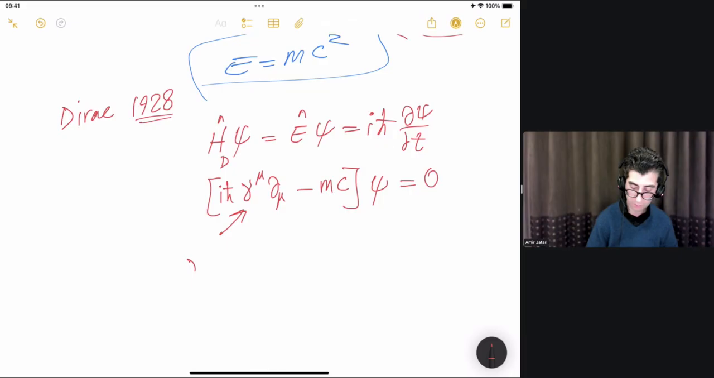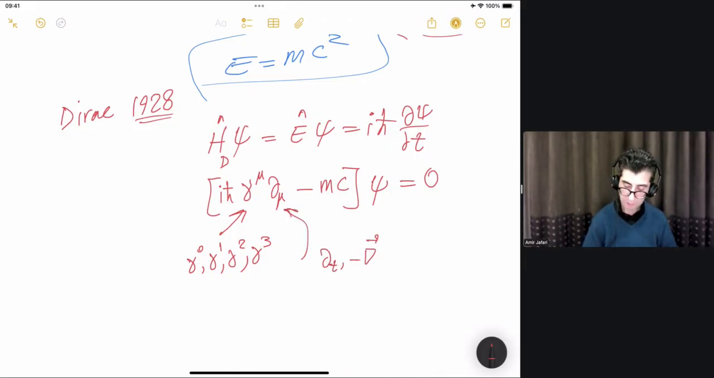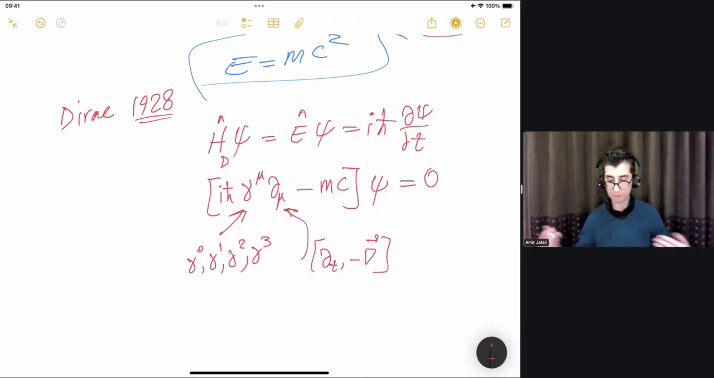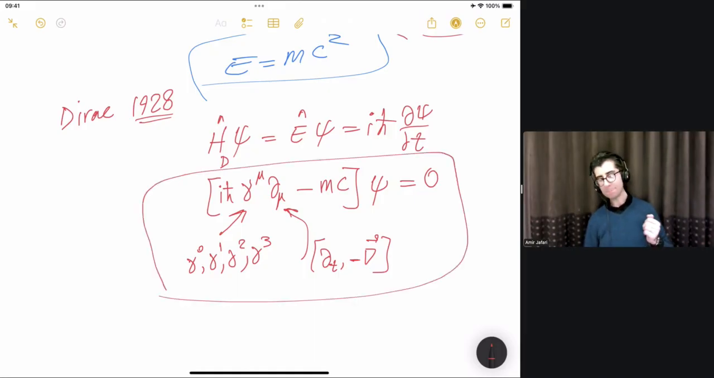You have 4 of them, gamma 0, 1, 2, 3, 4 by 4 matrices. And this d mu is the relativistic derivative. Derivative with respect to time and also derivative with respect to space together as a 4 vector. Okay, so this is the Dirac equation, but still, you have the same problem. You have this m here. What is it? The mass of the particles that you are working with, and the number of particles is fixed.